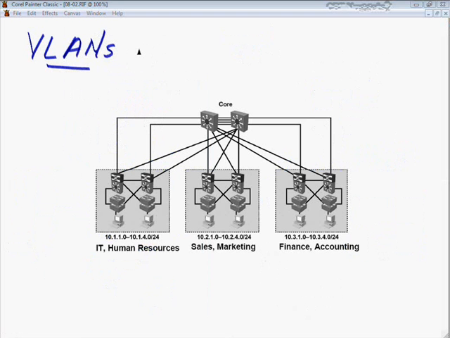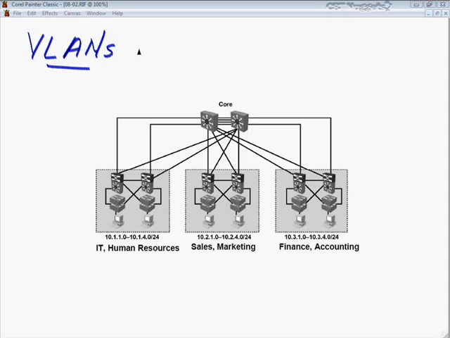A VLAN or a virtual LAN is the capability on a layer 2 switch to create a virtual or simulated network or subnetwork in the same way that routers do. Now, the advantage to this is that no matter where a particular host or a server or workstation is located, they can all be a member of the same broadcast domain.